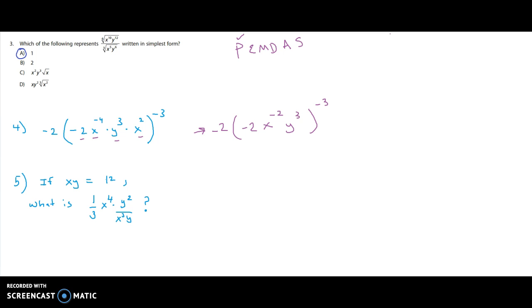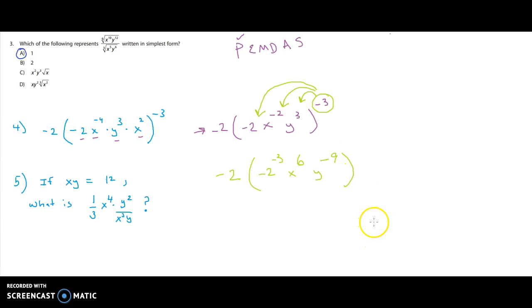Now we have to do all the exponents. Well, that would mean we use our parenthesis rule, right? We take this -3, and that's going to be multiplied by each of the exponents inside, not forgetting the 2. So that is going to become -2, -2 to the -3rd power, x to the +6th power, right? Because -3 times -2, the negatives would cancel. y to the -9th power.